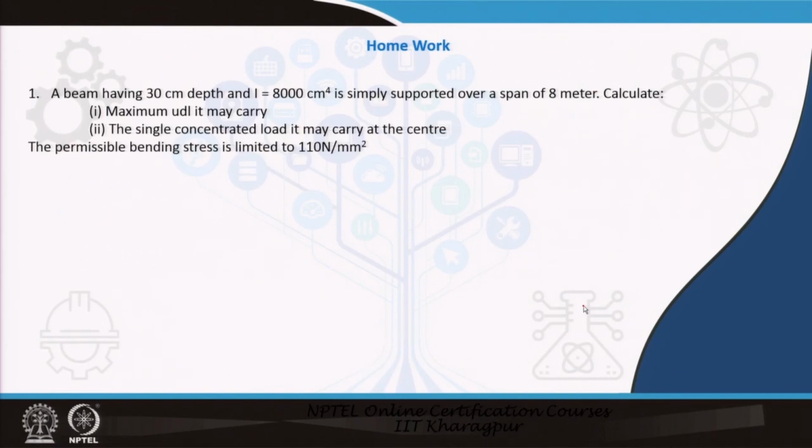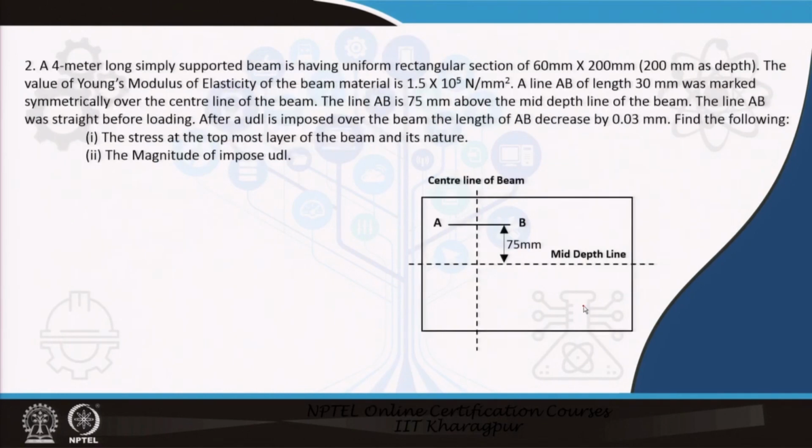One beam is given with a depth of 30 centimeter, and the I value is given to you. So, you have to find out the maximum UDL and the single concentrated load if the permissible stress is 110 Newton per mm square. So, this is another problem. This problem you just go through.